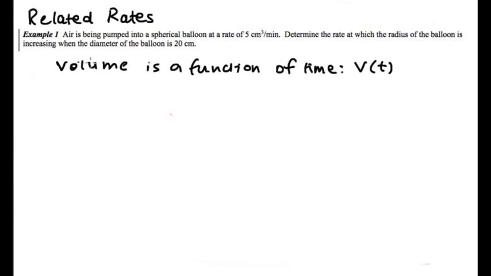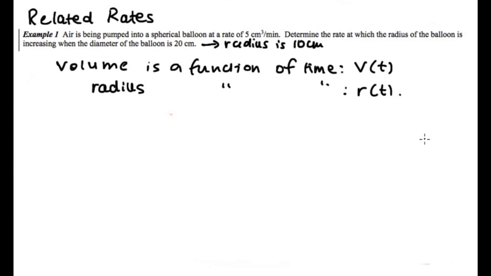And what else is changing with respect to time? Well, if the volume is increasing, I would also gather that the radius of the balloon is increasing, because it's asking us to find the radius of the balloon when the diameter of the balloon is 20 centimeters, or in other words, the radius is 10 centimeters. So the radius is also a function of time. So we denote that with r of t, little r of t.